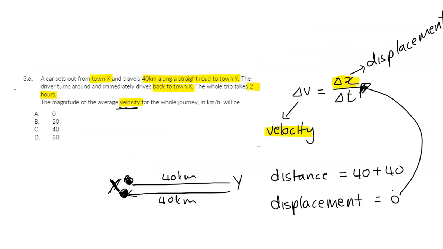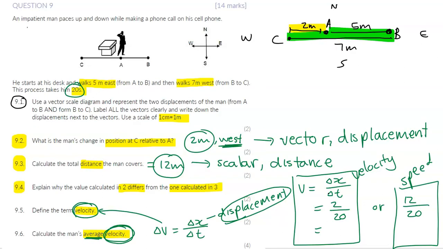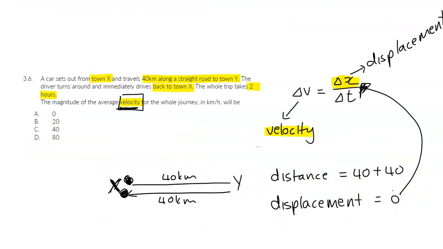Then 3.6, this was the car going from X to Y and then back to X again, and they ask us for the average velocity. So this one is almost the same as this one here, where they ask us to calculate the man's average velocity, and I told you there's 2 ways of doing it. It's either with the 2 or with the 12. We had 2 meter values, but because they are asking for the velocity, we need to use the displacement, and displacement is 0. So 0 divided by 2 hours is just 0. So our answer there is A.